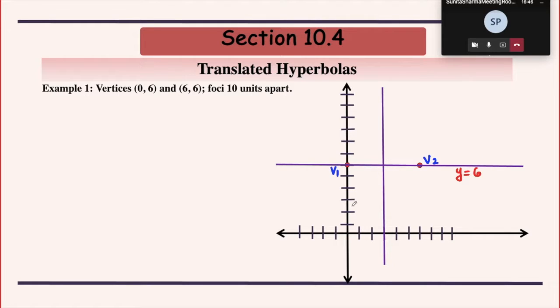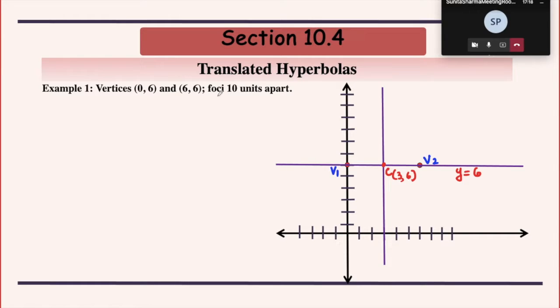What else do we get to know for this hyperbola? Can we find out the center? Where is the center located? 3, 6. So this center point is halfway between the two vertices, the midpoint of the line segment joining the two vertices. So coordinates of the center will be 3, 6. Horizontal coordinate is 3, vertical coordinate is 6.